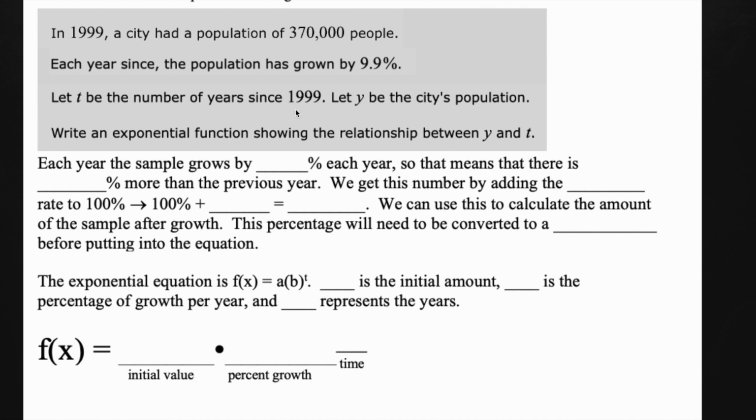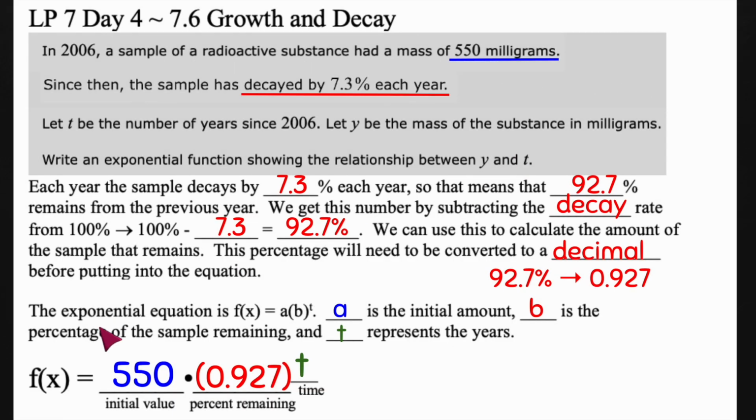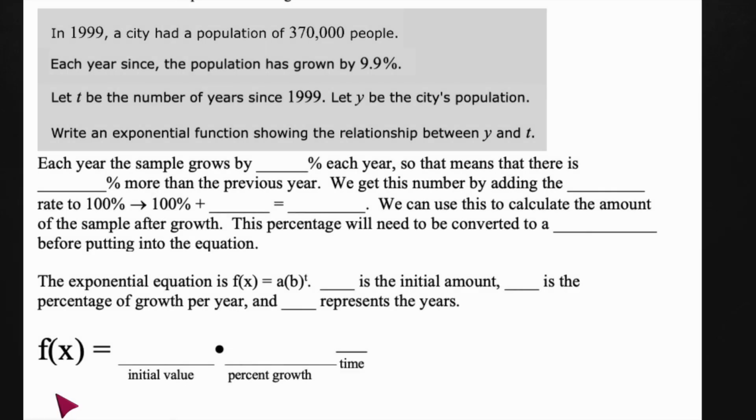Let T be the number of years since 1999, and let Y be the city's population. Write an exponential function showing the relationship between Y and T. I should note that on the last one I did f of x and they were asking for y and t. So really I should have written this as a y instead of f of x, if that's what Alex is asking me for. Since they're asking for an exponential function, usually we would write it as f of x. So f of x and y are interchangeable when you're typing this into Alex.